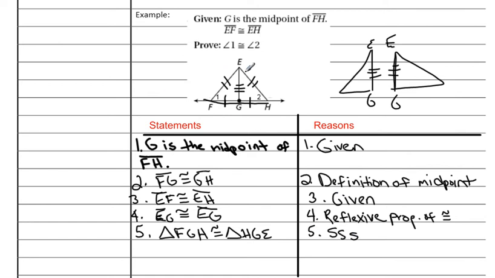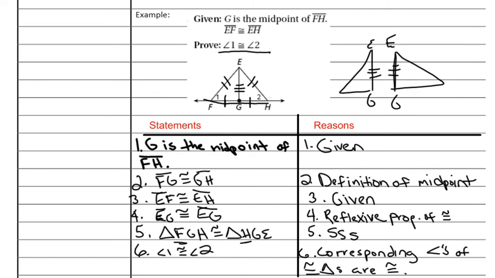So now that I've proven that the two triangles are congruent, I can say that their corresponding parts are congruent. And in this case, they wanted us to prove angle 1 is congruent to angle 2. And if you notice, F and H are located in the same location of our congruency statement. So I can now say that angle 1 is congruent to angle 2, and the reason is called corresponding angles of congruent triangles are congruent, and you can abbreviate it like that.